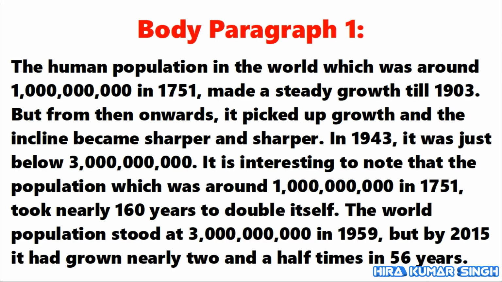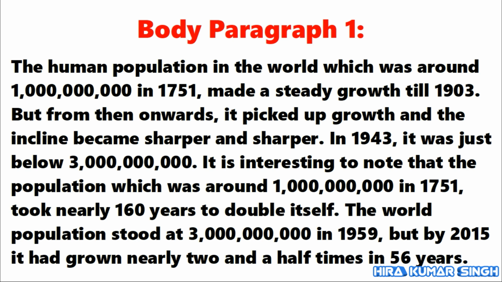Second one is the body, paragraph 1. As I told you, this body will have 2 paragraphs, and we shall take up the population first of all. The human population in the world, which was around 1 billion in 1751, made a steady growth till 1903, but from then onwards it picked up growth and the incline became sharper and sharper. In 1943 it was just below 3 billion.